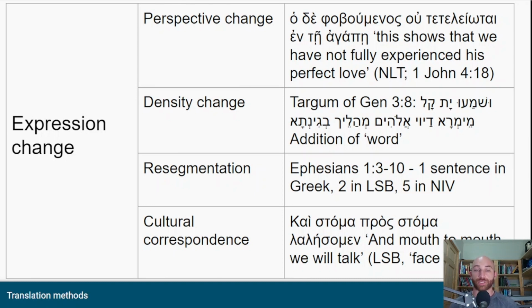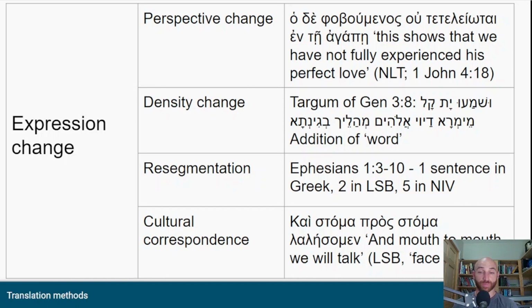The next kind of expression change is resegmentation. So a classic example of this is Ephesians 1:3 through 10, one long sentence in Greek. Pretty much any translation is going to have more than one sentence. So basically resegmentation is just changing the number of sentences, or resegmenting the text syntactically to make more sense in the target language, right? So even though it's one sentence in Greek, even a literal translation like the LSB has two, the NIV has five, right? Point is, everyone's going to do this to some extent. The question is, how much are you going to do it? When are you going to do it? And why are you going to do it? Okay?